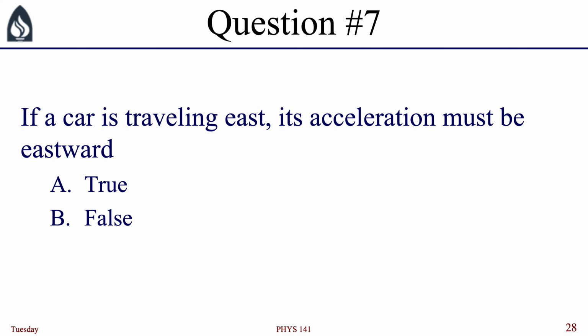But what if the car were slowing down? If the car were traveling eastward, but slowing down, its acceleration would be opposing its velocity, nibbling away at it, and so its acceleration would actually be in the westward direction. So the answer to this question would be false. If a car is traveling east, its acceleration must not necessarily be eastward, although its velocity would be eastward.